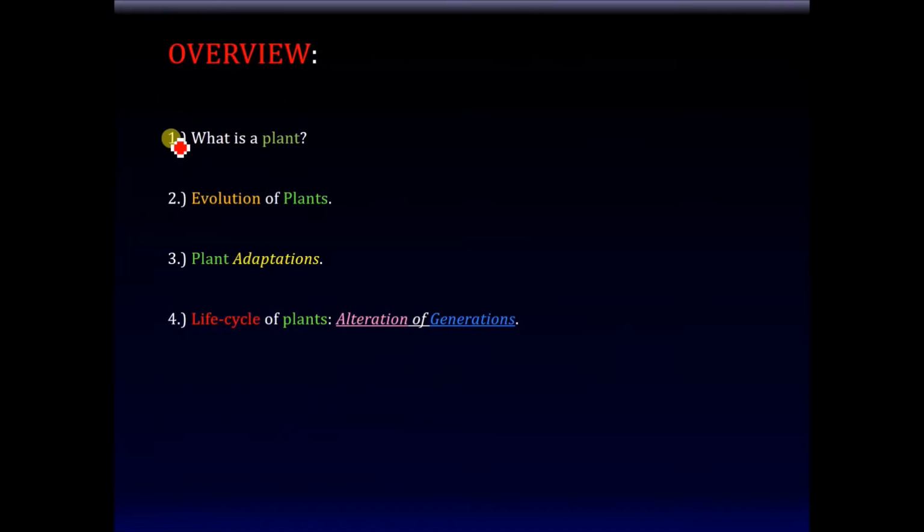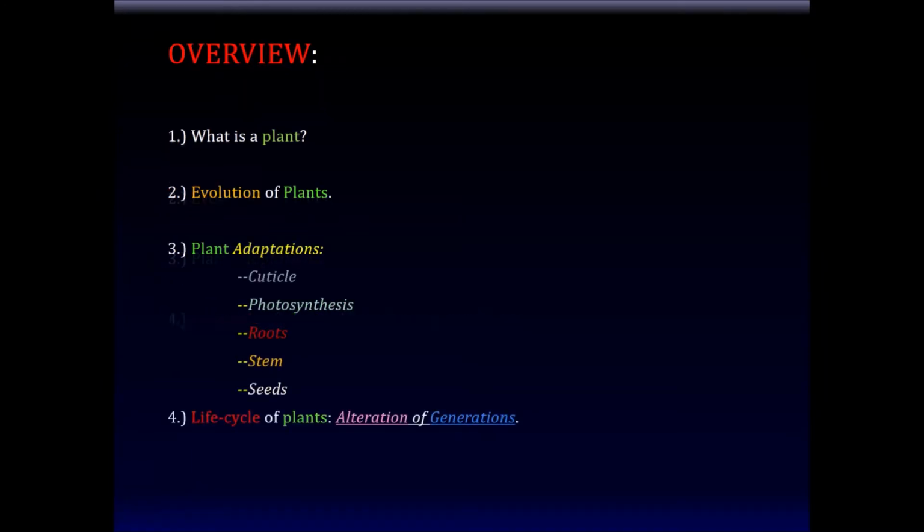So we define what a plant is: a multicellular photosynthetic eukaryote with cellulose cell walls. We suggested the plants evolved perhaps from the green algae because there are some peculiar features of green algae that are common to plants. Now we shall talk about the plant adaptations in some detail. Particularly, we should comment on the cuticle, the photosynthetic organs of plants, the role of roots and stems, and the seeds. These are all features of plants, or adaptations of plants to land life.